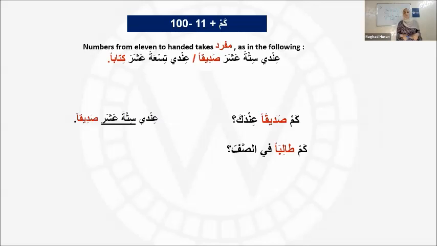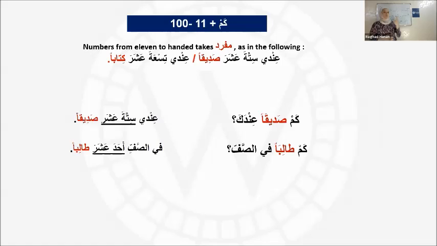كم طالبا في الصف? طالب means student. How many students in the class? كم طالبا في الصف? 11 طالبا. I cannot say 11 طلاب because طلاب is plural, and here I need to use a mufrad, so taliban.